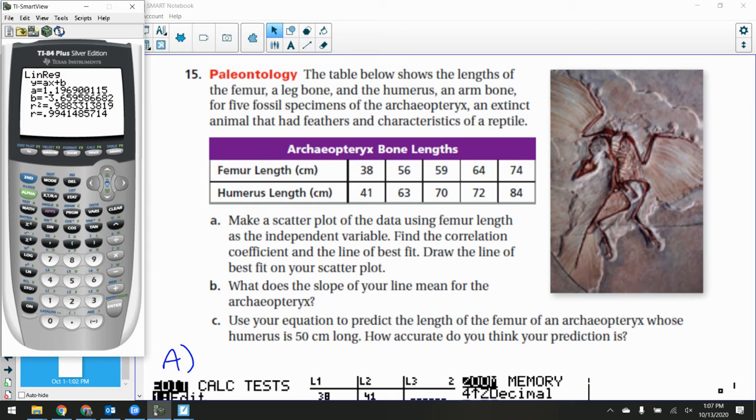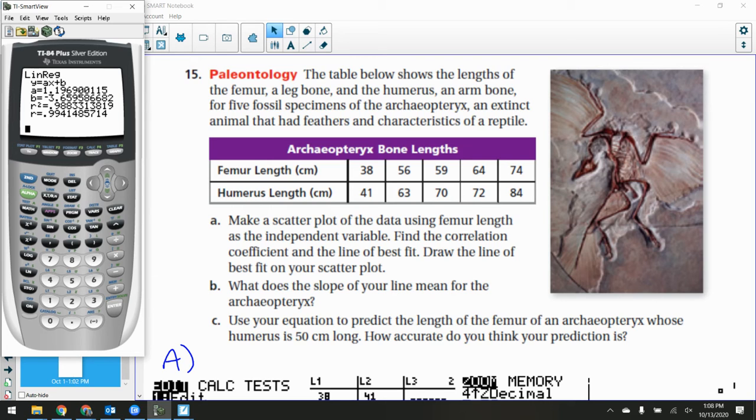Ooh, R value of 0.994. That's pretty good. R value of 0.994. Y is equal to 1.1969x minus 3.66. We're going to have to round up and up and up. Okay, so there's my equation.